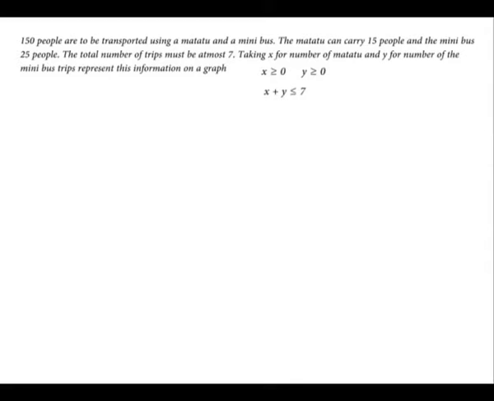So whatever number of trips will be made, the number of people transported must be 150 or more. So the inequality for the total number of people will be 15x plus 25y must be greater or equal to 150. That simplifies to 3x plus 5y is greater or equal to 30. So these are the constraints.